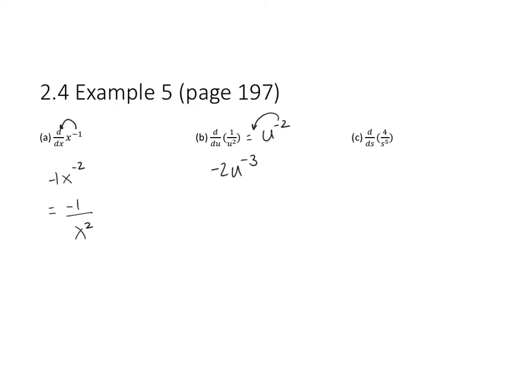Same thing for this next one. I can rewrite that as 4s to the negative 5. So to take the derivative, 4 times negative 5 is negative 20. S to the negative 6, because negative 5 minus 1 is negative 6. Negative 20 over s to the 6th.